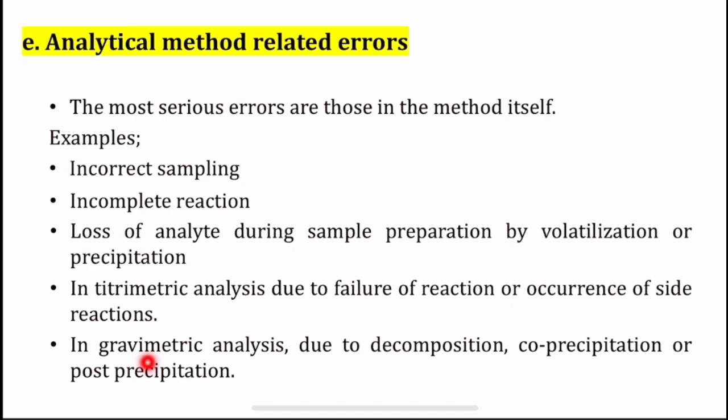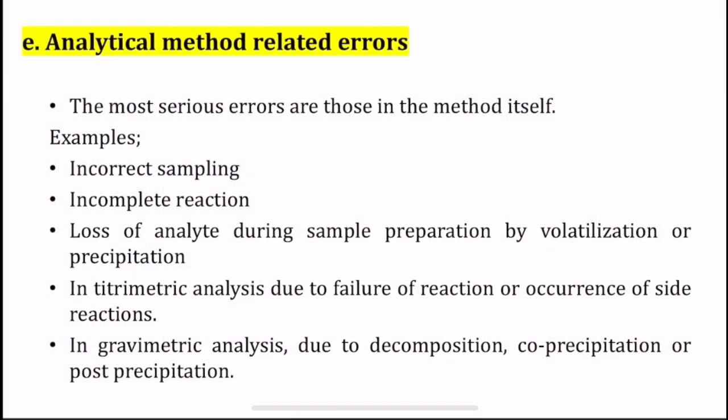Also, sometimes the adsorption of contaminants on the precipitate surface or the formation of hydrates or other chemical species can alter the mass of the precipitate and affect the accuracy of the analysis. This is known as post precipitation.